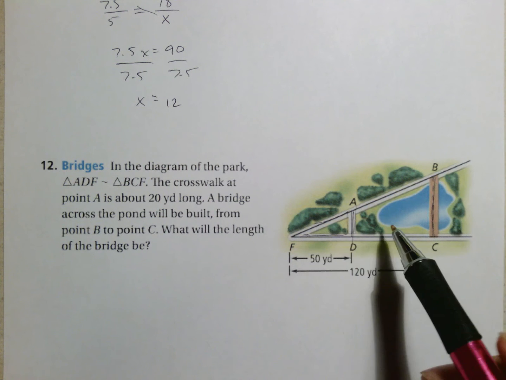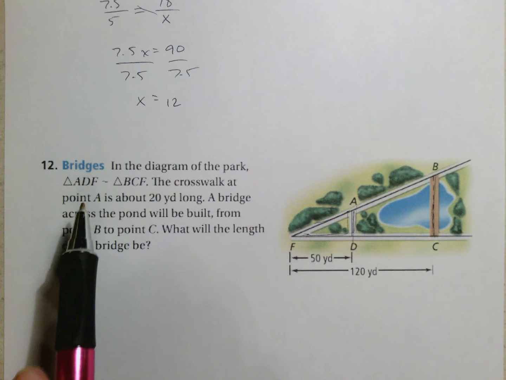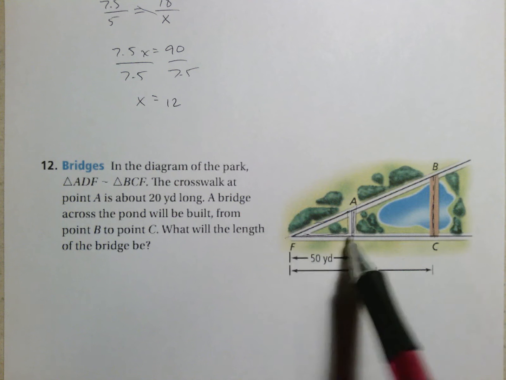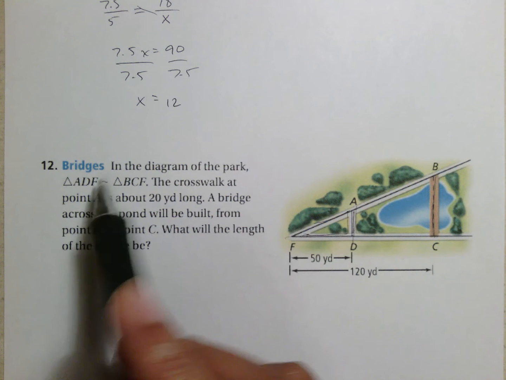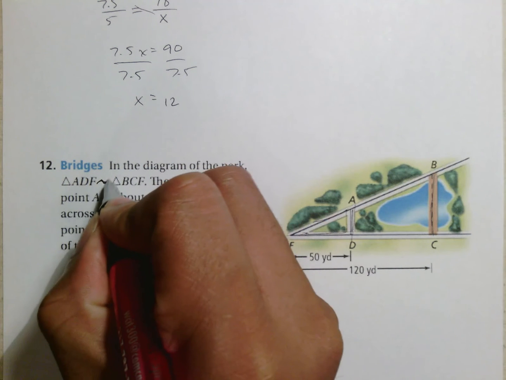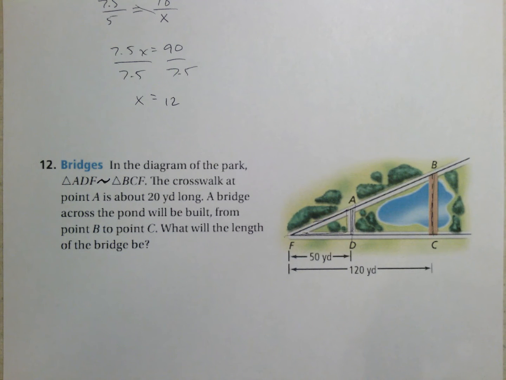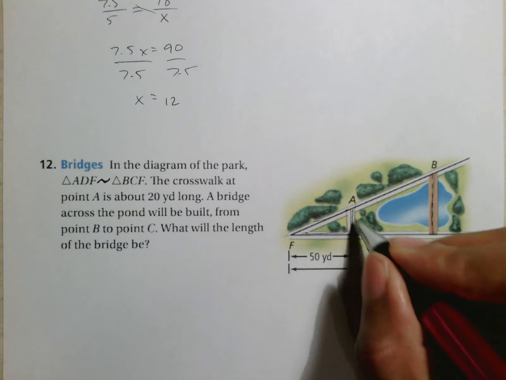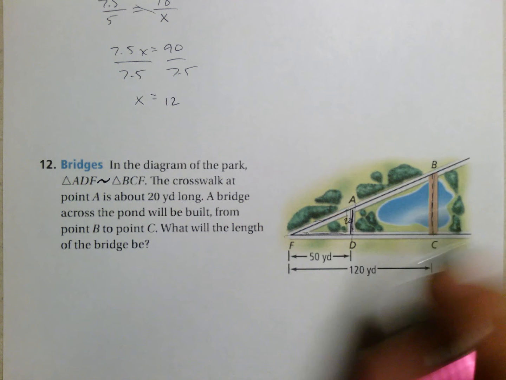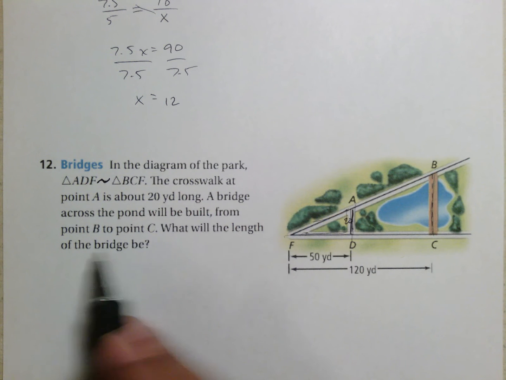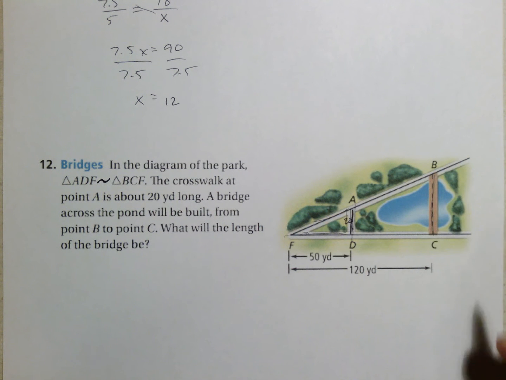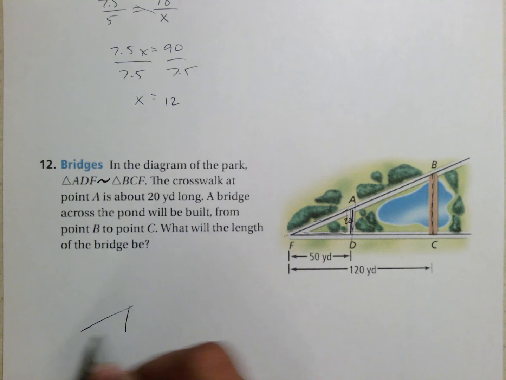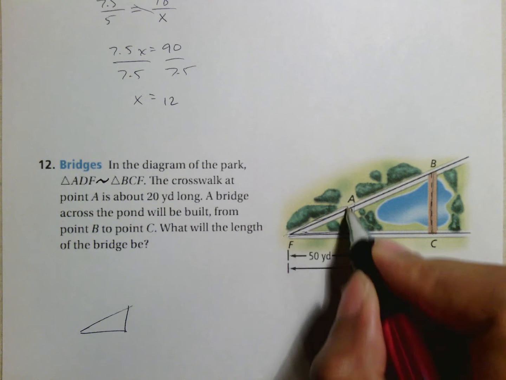So what we're going to do here is look at that. It says in the diagram of the park, triangle ADF, which is that triangle, is similar to, that's what that little symbol means, kind of like a squiggly N, triangle BCF. That means, again, they are the same shape. The crosswalk at point A is 20 yards long, so this is 20. And then it says a bridge across the pond will be built from point B to point C. What will the length of the bridge be? The best thing to do in this picture is to draw both triangles again. So what I would do is take the smaller triangle and pull the information.